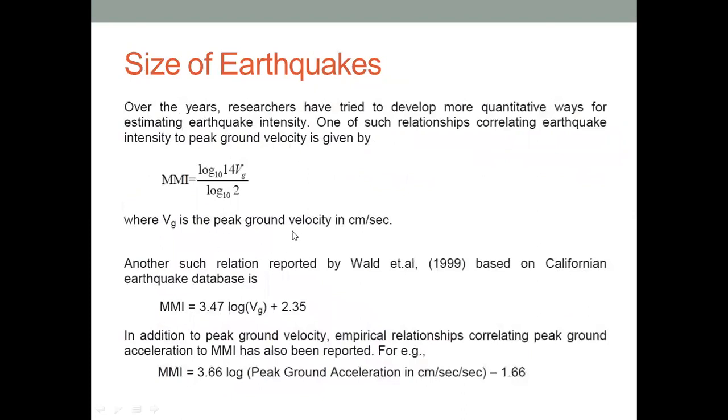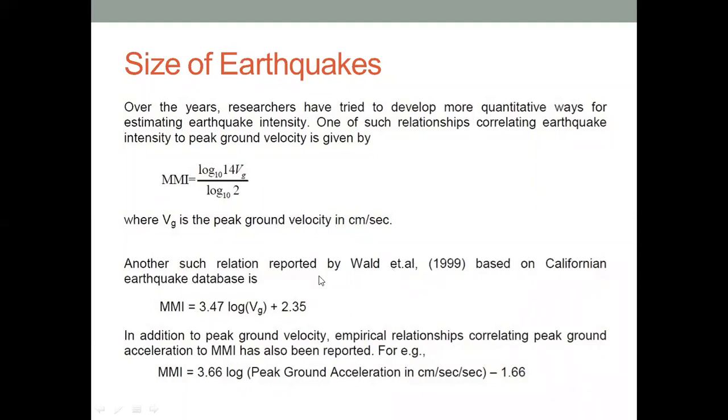Now in the velocity versus time plot, there will be a maximum velocity, and that maximum velocity is called peak ground velocity. It can be in the unit of meter per second, mm per second, or centimeter per second. But you have to substitute this value to find the modified Mercalli intensity value, and in centimeter per second only you have to substitute here.